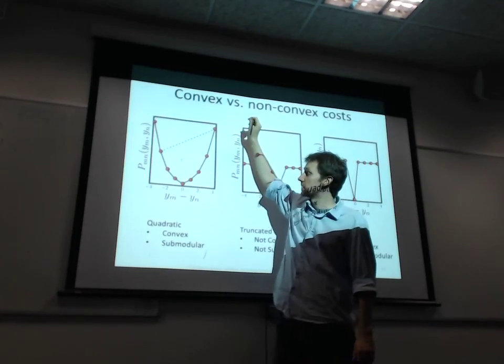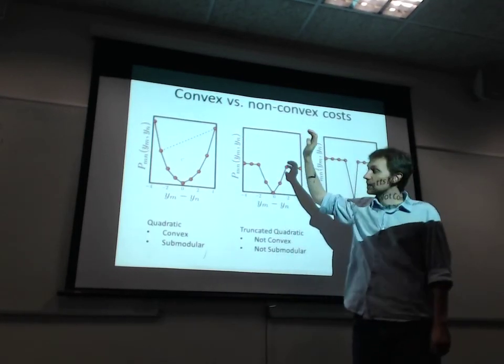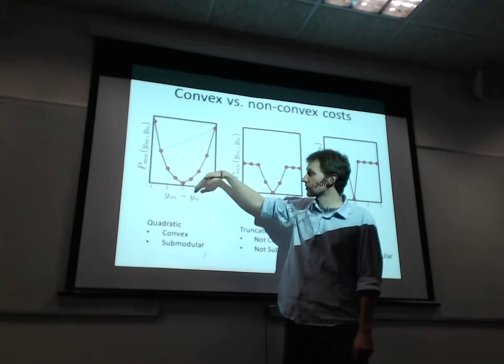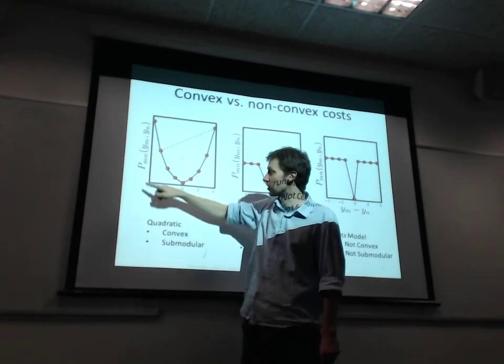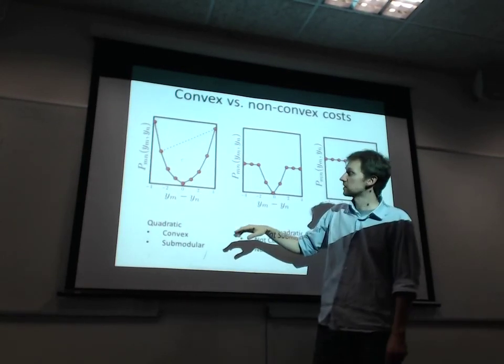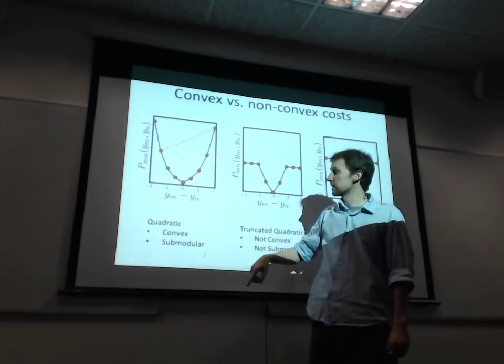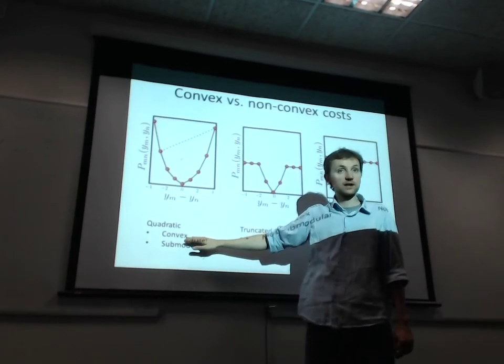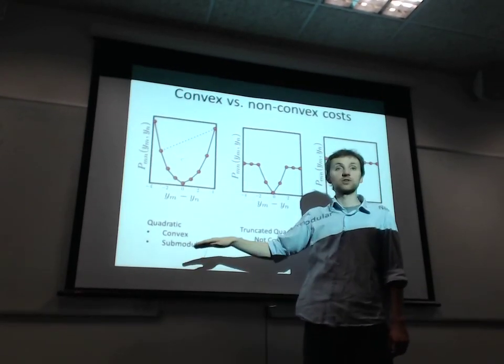All right. Now, if the pairwise cost curve looks like this, this is a quadratic function, right? So it just has this kind of shape. It's nice and convex, which is nice. More importantly, this is submodular.